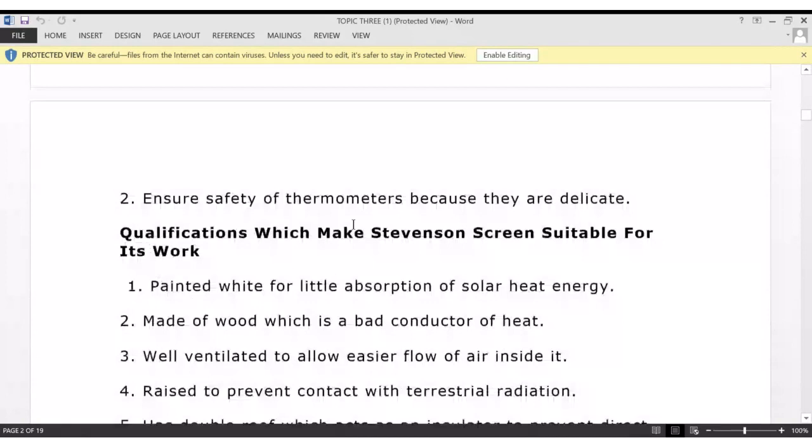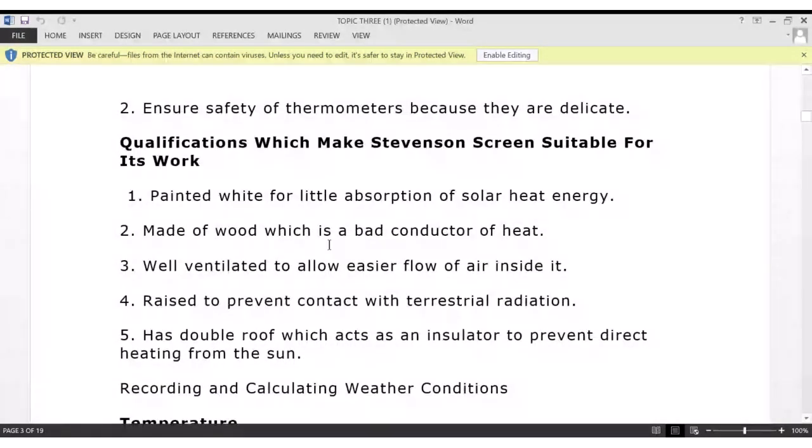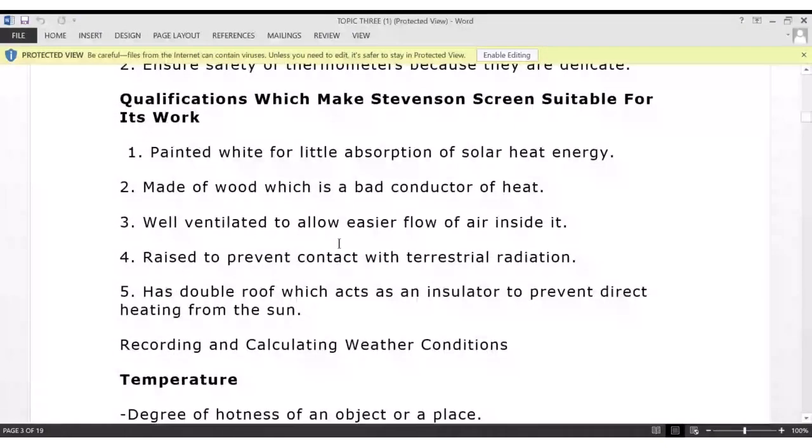The qualities which make the Stevenson screen suitable for its work are: it is painted white to reflect solar radiation, made of wood which is a bad conductor of heat, well ventilated to allow easier flow of air inside it, raised to prevent contact with terrestrial radiation, and has a double roof which acts as an insulator to prevent direct heating from the sun.